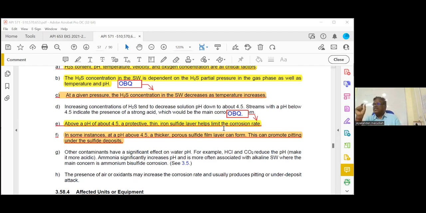If the iron sulfide layer is a thick layer, then the thick layer will have a lot of porous gaps, so the corrosion rate will not reduce. That is the next line. In some instances at pH 4, a thicker porous sulfide film layer can form. This can promote pitting under the sulfide deposit. That is also important. Thin layer will protect, thick layer will cause pitting corrosion.